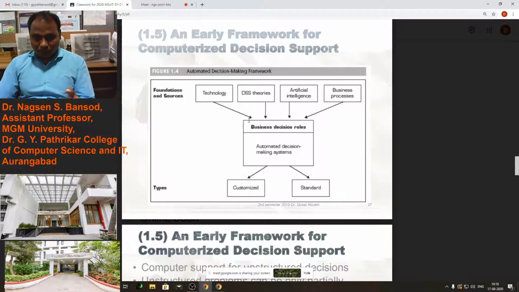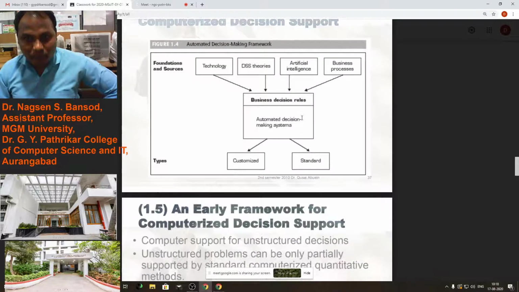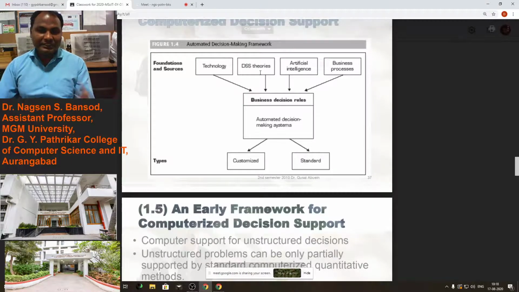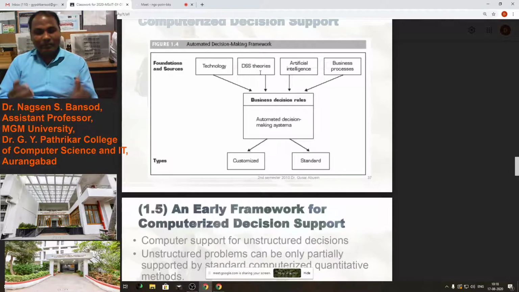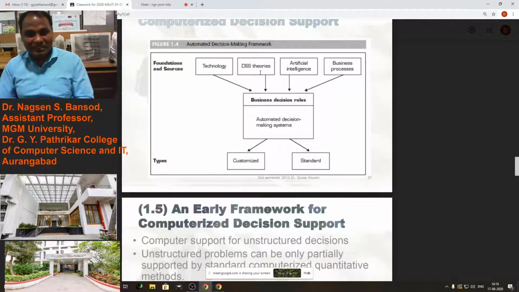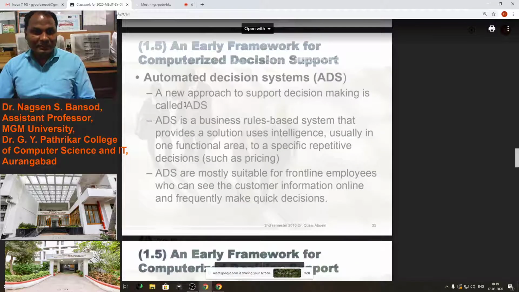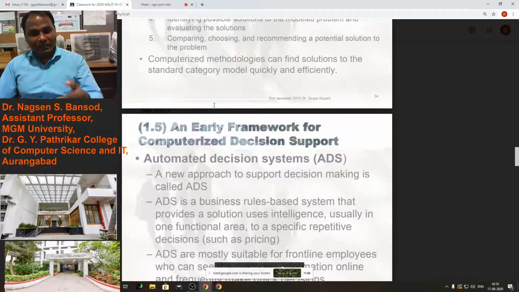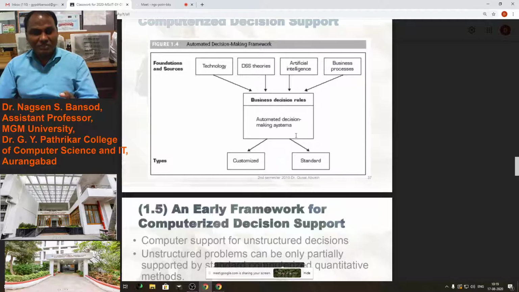according to the technology, the decision support system theories, artificial intelligence, and the business processes. We will use artificial intelligence and decision support system theories, meaning how the customer can be satisfied and which decision should be taken by the manager. We have already seen these five rules. These five rules should be implemented into the automated decision system.